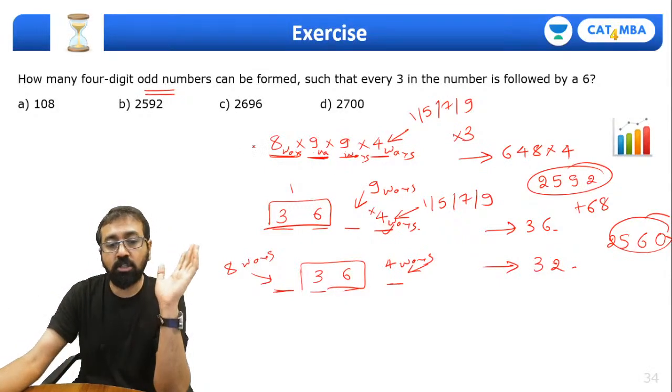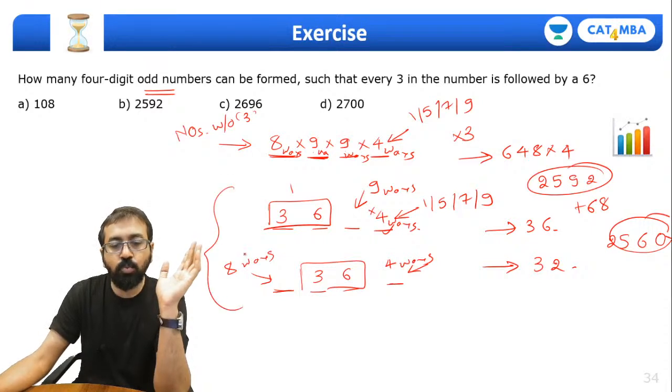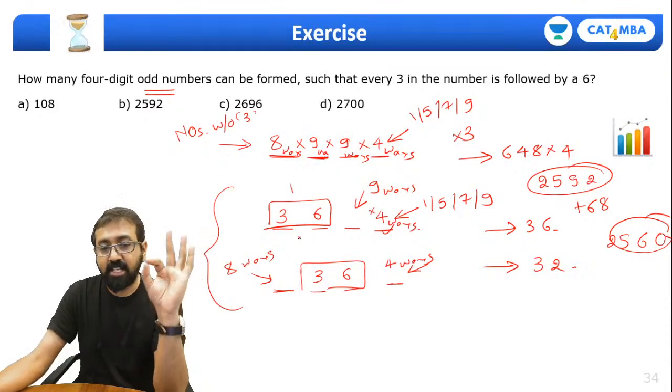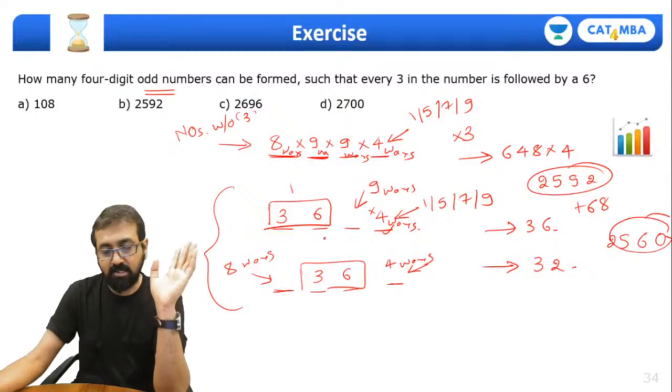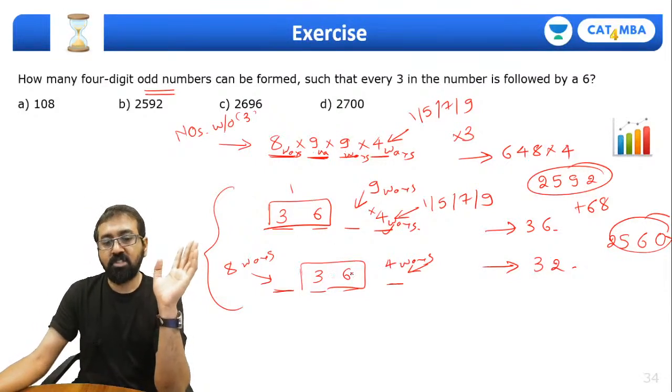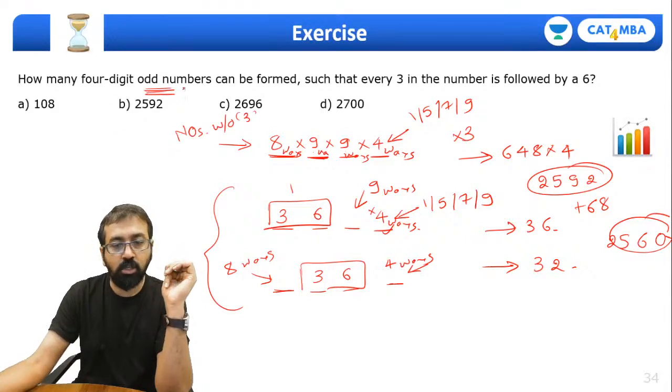We have considered all the cases. These are the numbers without 3, and these are the numbers with 3. So when there is a 3, it has to be followed by a 6. Correct? So this is how they can be. Only then we can get 4-digit odd numbers.